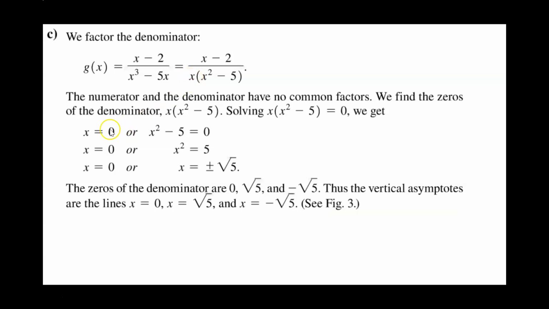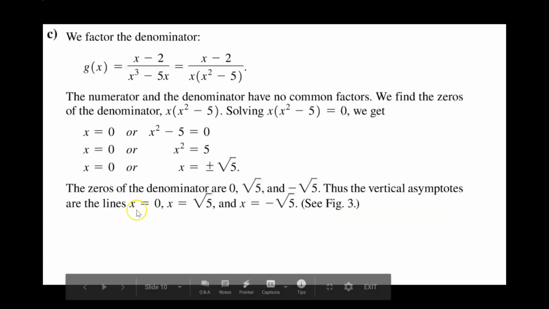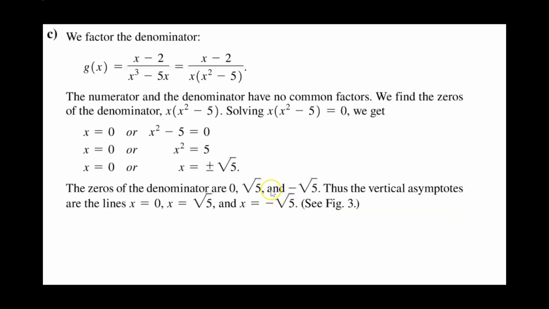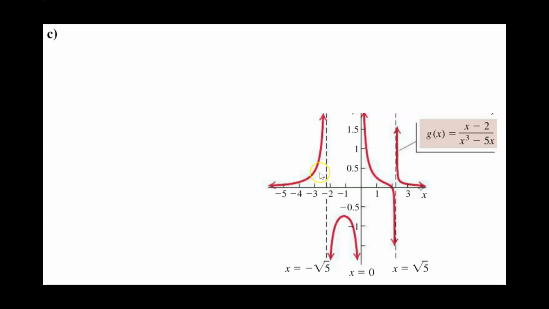So here we have x equals 0 for this one, and then set this part equal to 0, and we have plus or minus the square root of 5. So here are going to be my vertical asymptotes at 0, the square root of 5, and negative square root of 5. So this is going to be the negative square root of 5. Here's the asymptote at 0. I know you don't see the dashed line, but it's actually on the y-axis. And then here's the square root of 5 here.